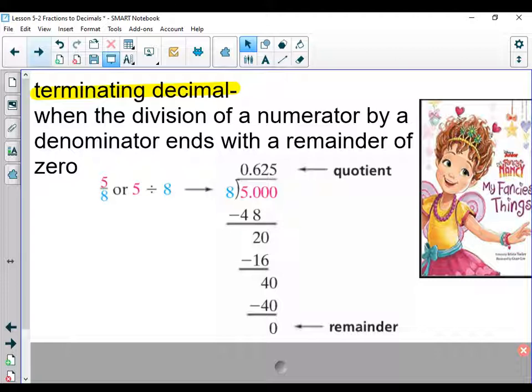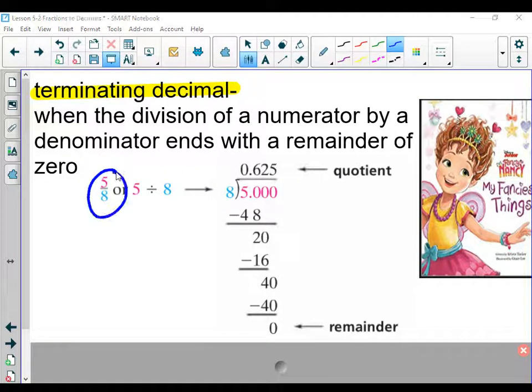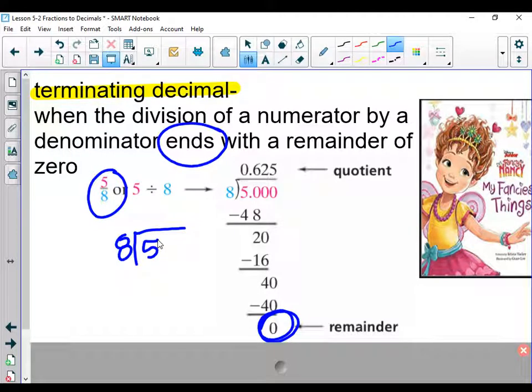Terminating decimal is if you're dividing a fraction, like this one has 5/8, top number on the inside. You divide, and you end up with a 0, nothing left at the end. It ends with 0.